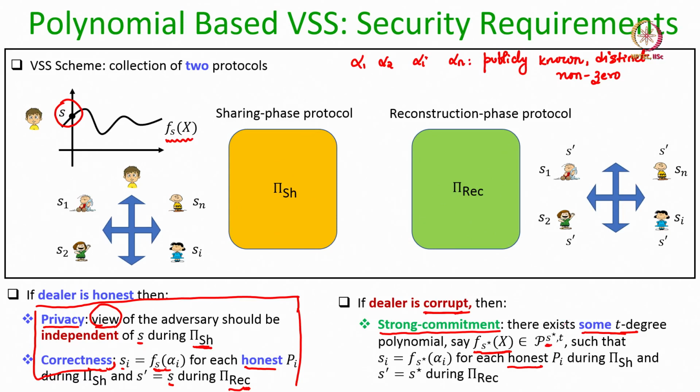Well, this property is equivalent to saying that even a corrupt dealer is following the VSS scheme, following the instructions of the Pi sub Sh protocol by selecting some t degree polynomial. Well, he is supposed to pick a t degree polynomial depending upon his input s, right, but he may decide that okay, I am not going to follow a t degree polynomial. Well, that should not be the case. Even if the dealer is corrupt, the VSS protocol should guarantee that during the execution of the Pi sub Sh protocol, the dealer has distributed shares lying on some t degree polynomial of his choice, such that the constant term of that polynomial, let us denote it by s star, where s star could be different from s if the dealer is corrupt.